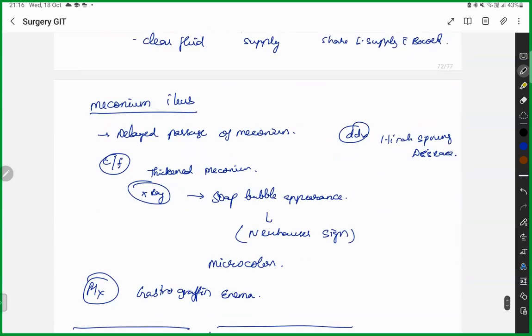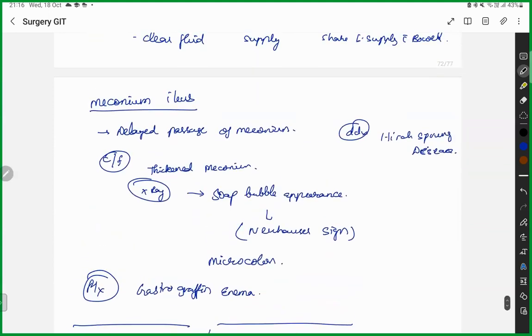Now, meconium ileus. What is meconium ileus? Delayed passage of meconium is called meconium ileus. The most common clinical feature is thickened meconium. On X-ray, you see a soap bubble appearance, otherwise called Neuhauser sign. What is the differential diagnosis? The close differential diagnosis is Hirschsprung disease. So what is the management? Gastrografin enema. You have to give a Gastrografin enema.